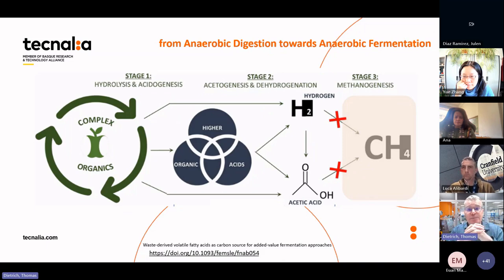methane, out of it. And here we have the opportunity, and that is where we are going now, to block the final stage in this anaerobic digestion and to recover, let's say, volatile fatty acids from this biomass, which can be used, as I will show you later, for different applications.